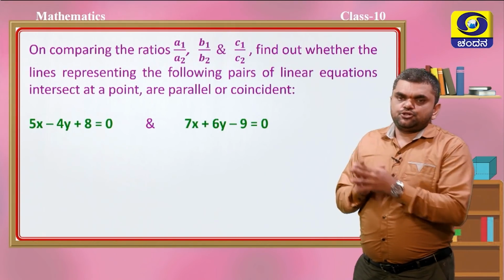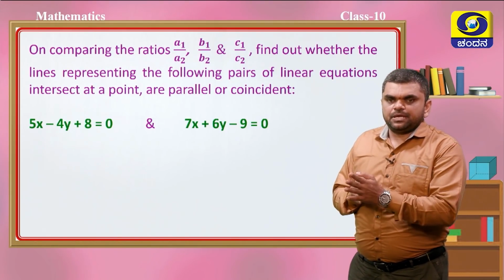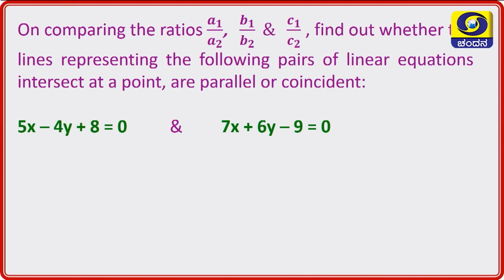On comparing the ratios A1 by A2, B1 by B2 and C1 by C2, find out whether the following pairs of linear equations will intersect at a point, or are parallel, or coincide. We have to find this only by taking the ratios of the coefficients of both equations, which means A1, A2, B1, B2 and C1, C2. The equations are 5x minus 4y plus 8 is equal to 0 and 7x plus 6y minus 9 is equal to 0. Observe here, children.